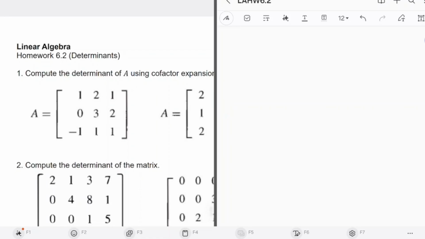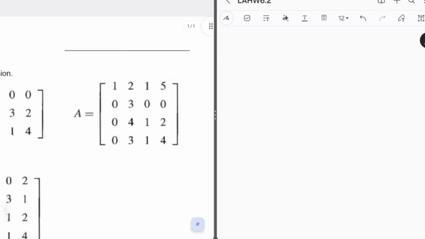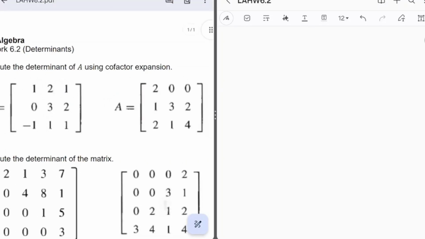All right, in this video, we're going to be working linear algebra homework 6.2. We're going to be computing a bunch of determinants. So we're going to compute the determinant of A using cofactor expansion. For the first set of 3, we're using the long way, cofactor expansion.